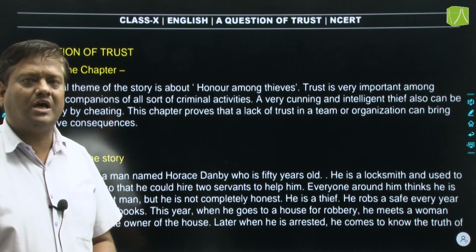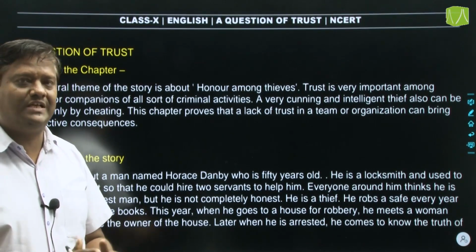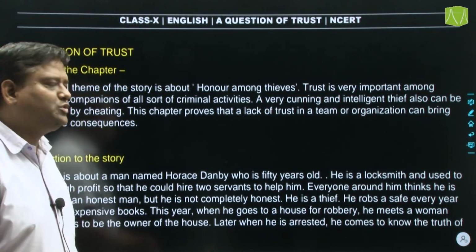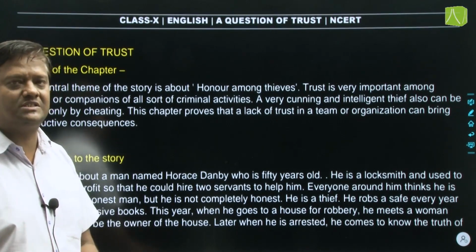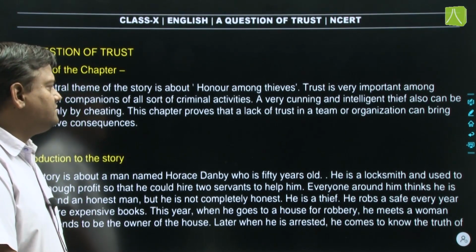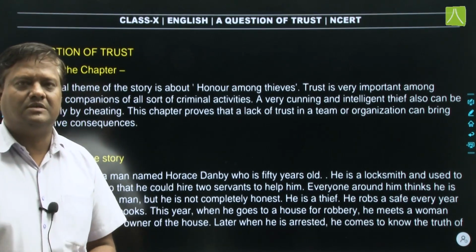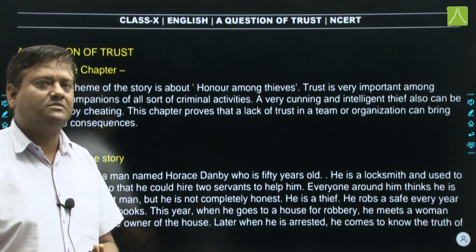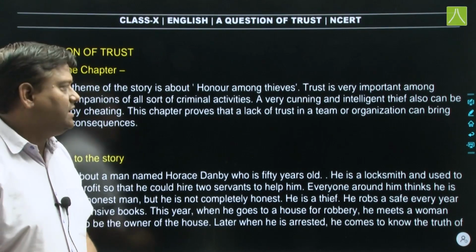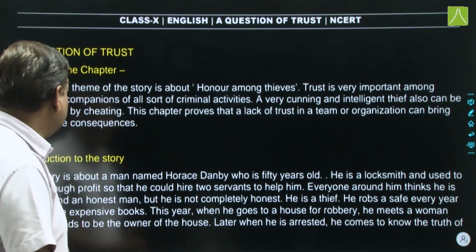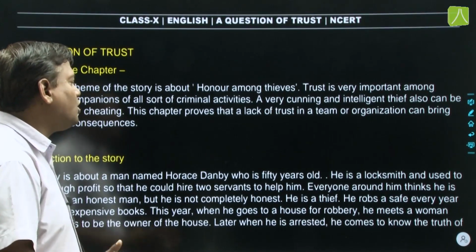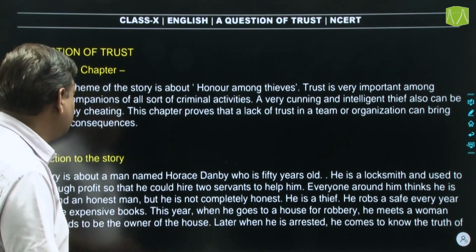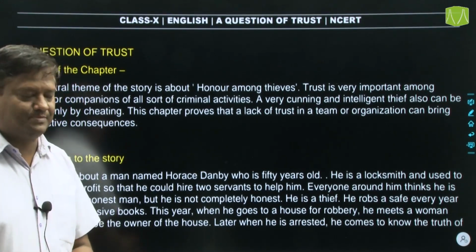Actually, this is the story about Horace Danby, who is 50 years old. He is a locksmith and he is doing well in his business. He has a reputation in society. Is it true that he is completely honest? No, he is not honest. He is a thief. Everyone around him thinks he is a good and an honest man, but he is not completely honest. He is a thief. He robs a safe every year to buy rare and expensive books.